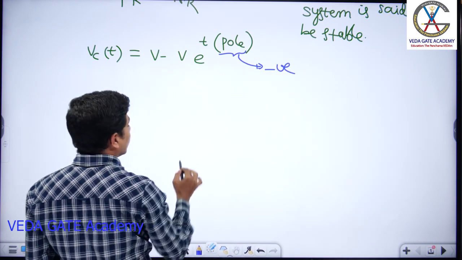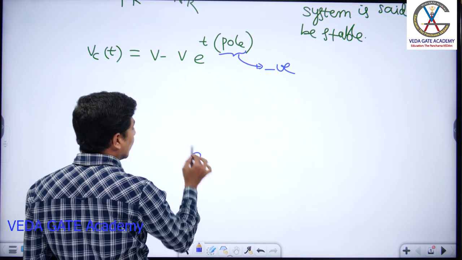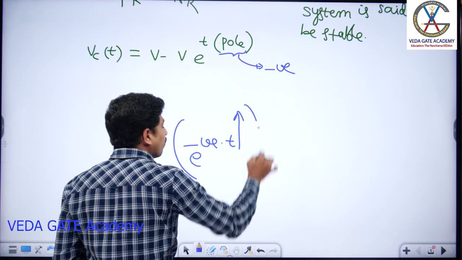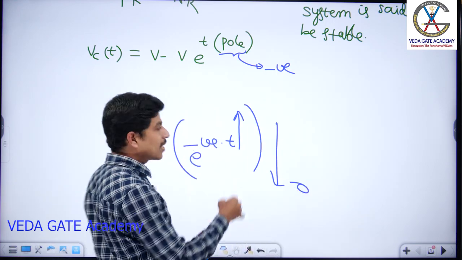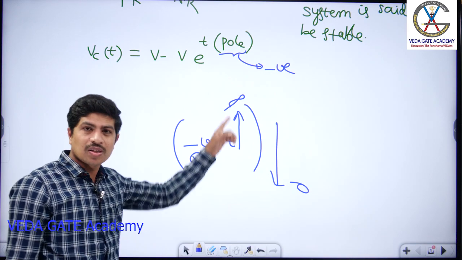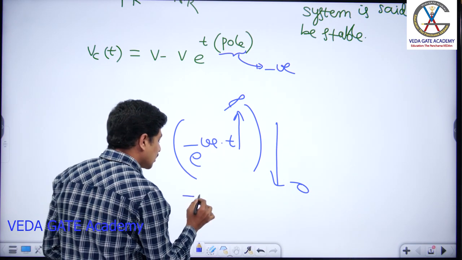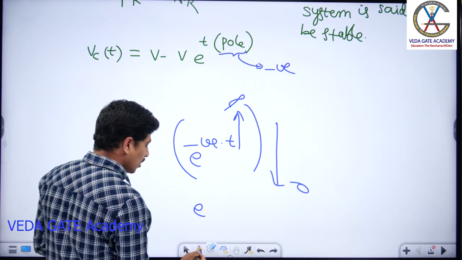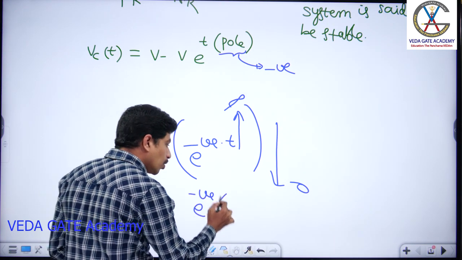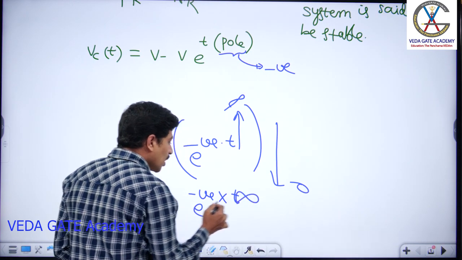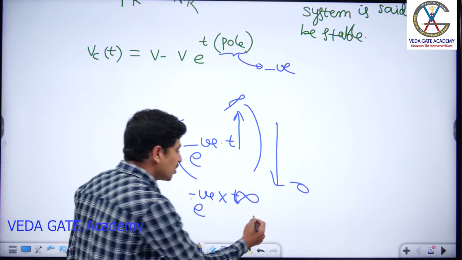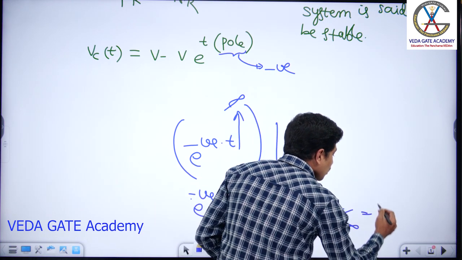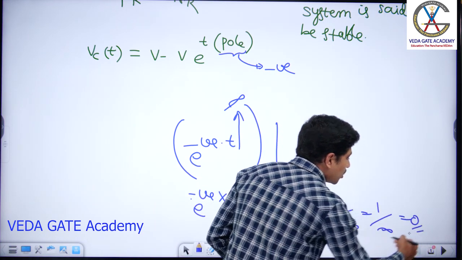what happens? E power of a negative into t. As t is increasing, this e power of a negative will decrease to 0 as time t tends to infinity. Why? See, e power some negative into t. If this t is infinity, negative into infinity will be minus infinity. How much is it? E power minus infinity is equal to 1 by e power infinity, which is equal to 1 by infinity, which is equal to 0.